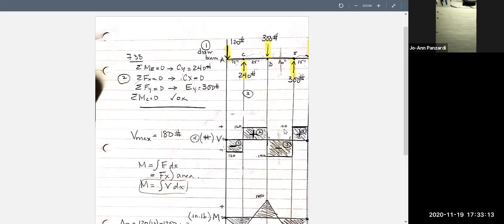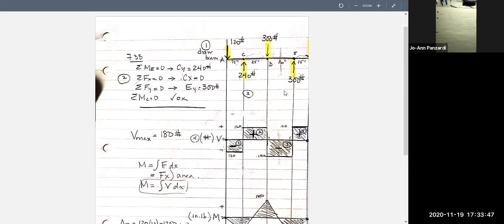Then from D to E, nothing happens. Continue over at negative 180. At E, the 300 brings me up to 120. Nothing happens here, and then at the end, we have a 120 force going down. That's really your check, because a shear diagram always starts and ends at zero. If it was at 180 here and you had a force of 120 going down, you would know there's some mathematical error.